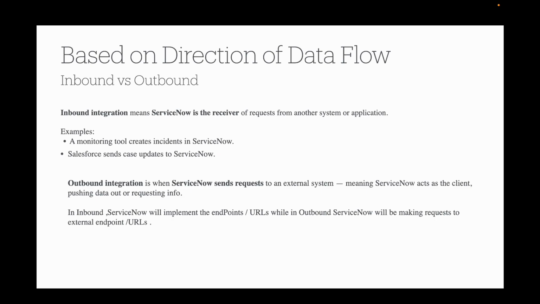In ServiceNow, there are two types of integration based on the direction of data flow. One is inbound while the other one is outbound. Inbound integration means ServiceNow is the receiver of request from another system or application. In inbound integration, ServiceNow acts as the server, which will be receiving request from another third-party application that acts as the client. Let's take some examples.